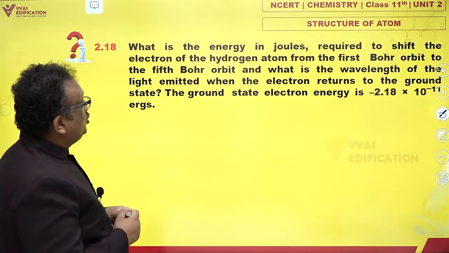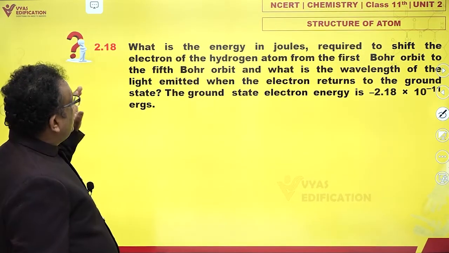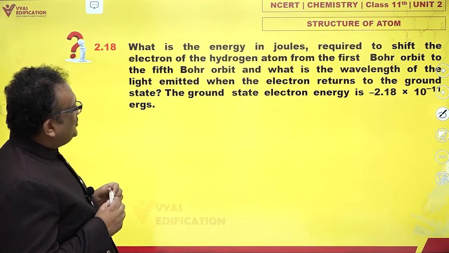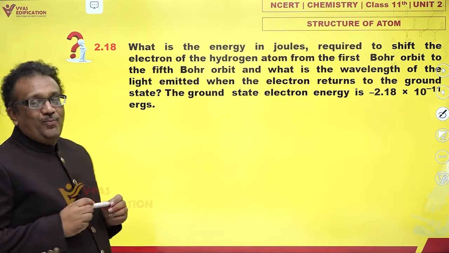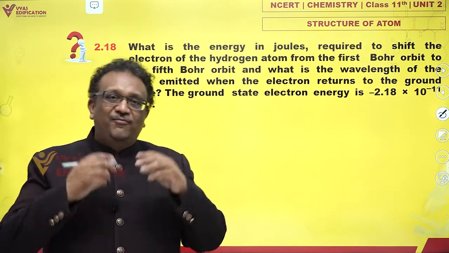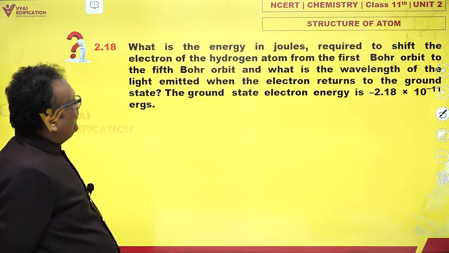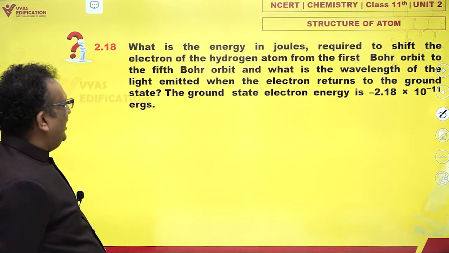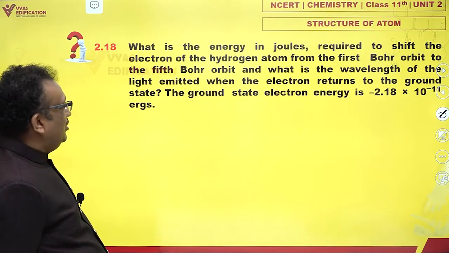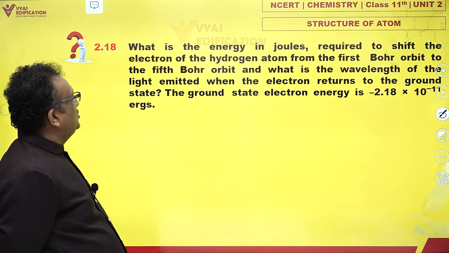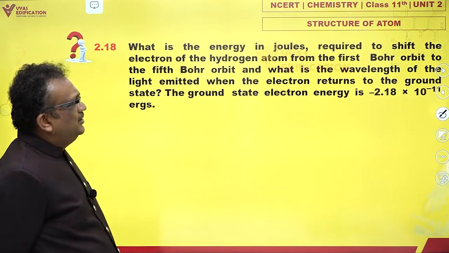What is the energy in joules required to shift the electron of the hydrogen atom from the first Bohr orbit to the fifth Bohr orbit? Now, NCERT is absolutely in love with the fifth orbit for some strange reason. And what is the wavelength of the light emitted when the electron returns to the ground state? Okay, the ground state electron energy is so much. That's not very problematic.